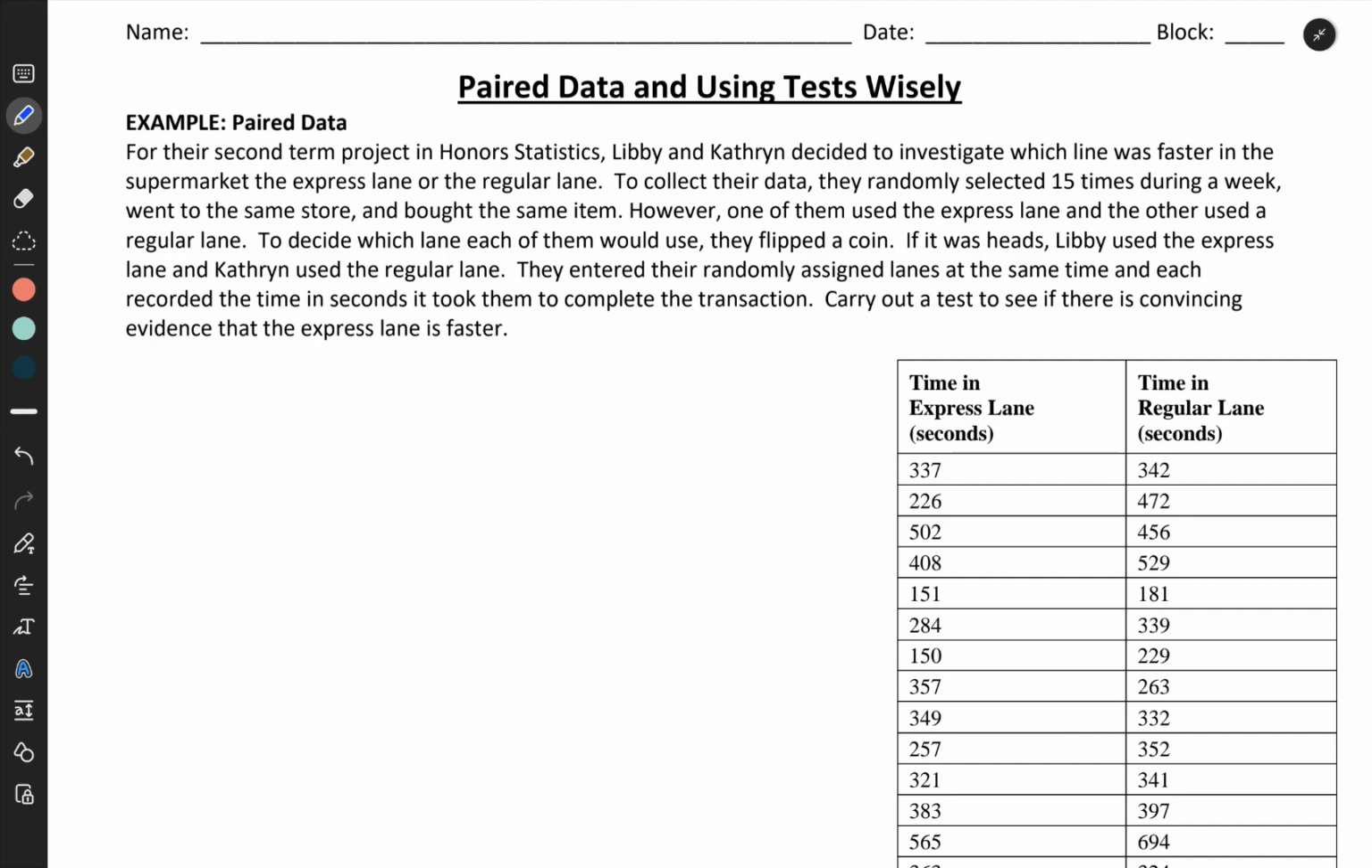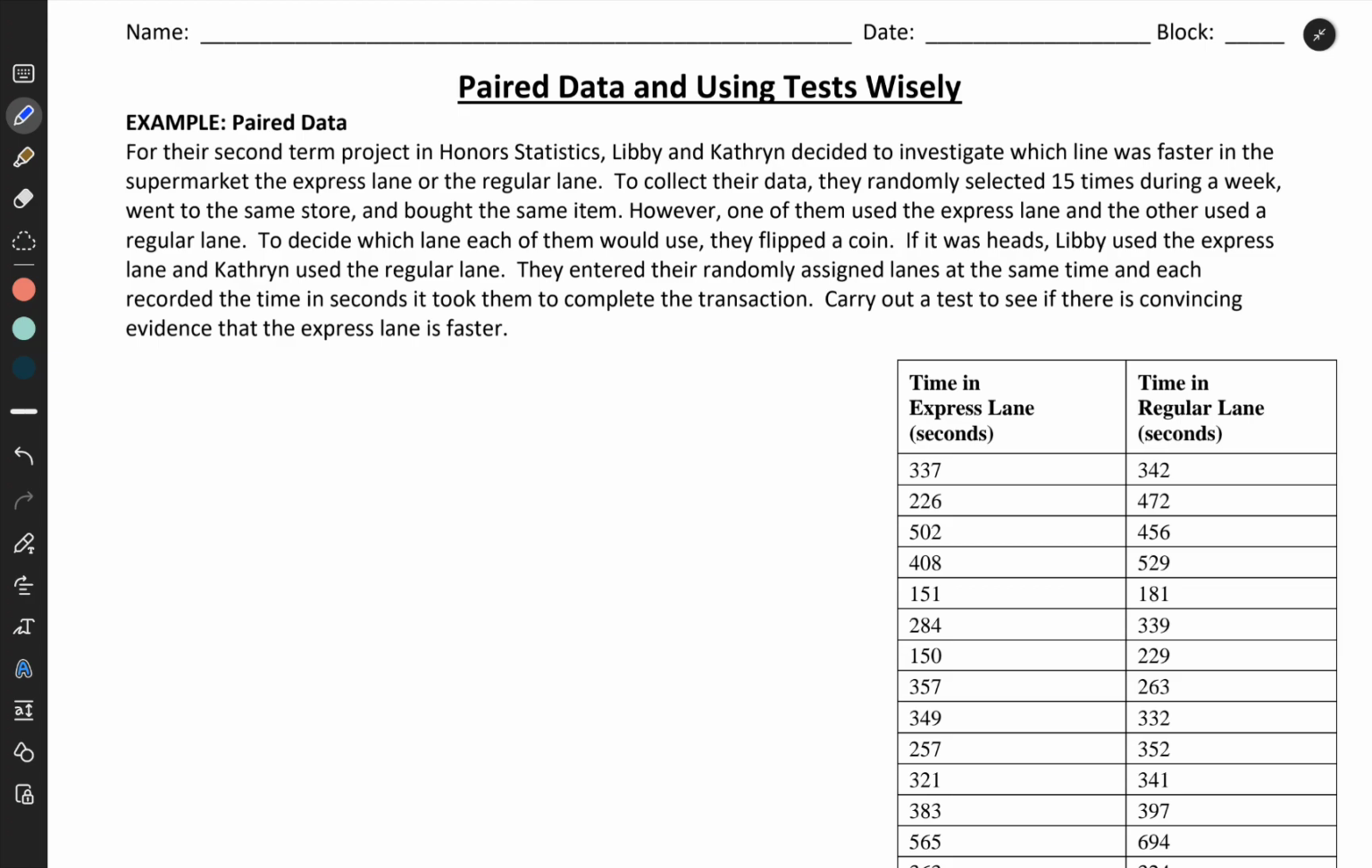To collect their data, they randomly selected 15 times during the week, went to the same store, and bought the same item. However, one of them used the express lane and the other used a regular lane. To decide which lane each of them would use, they flipped a coin. If it was heads, Libby used the express lane and Catherine used the regular lane. They entered their randomly assigned lanes at the same time, and each recorded the time in seconds it took to complete the transaction. We're going to carry out a test to see if there is convincing evidence that the express lane is in fact faster.